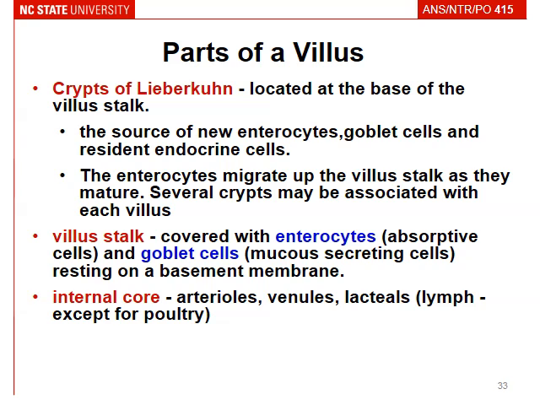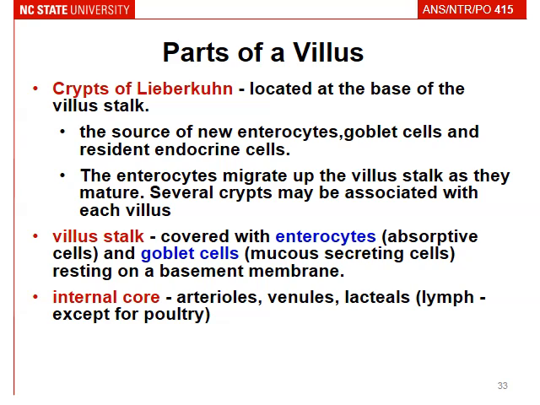And then we have the internal core. So this internal core is where we have all the arteries and veins and the lacteals. Lacteals are the same as lymph. All of those are located within the core of each villus.